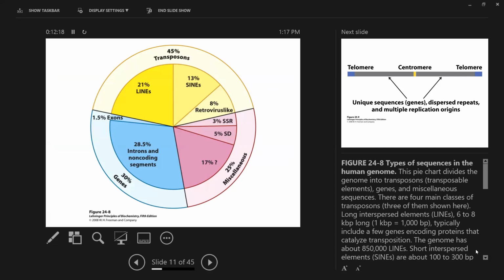Then you have transposons. Virtually half the genome are these transposons, some of which are still active, most of which are dead. Then you have miscellaneous stuff, some of which still isn't clear what it is, other of which is small sequence repeats, other of which is satellite DNA, 25%, and then 30% of genes.